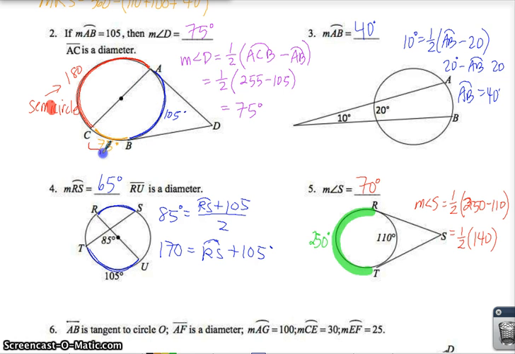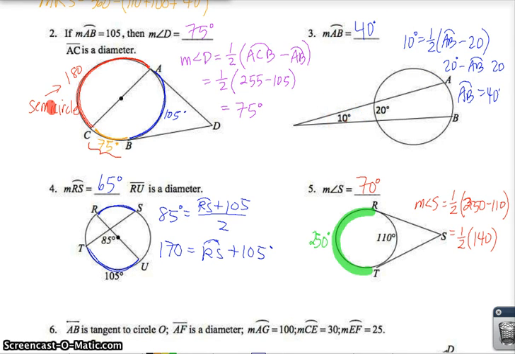So before I could do that, I had to find this measure first. So once I did that, then I have this one. I subtract them. I get 70. Half of that is 75 degrees. Over here, this was a little more straightforward. I gave you the angle.